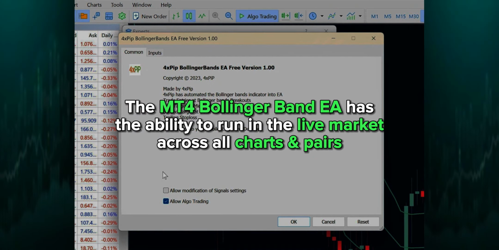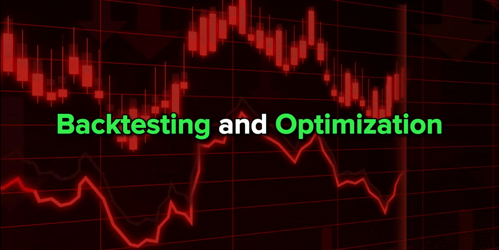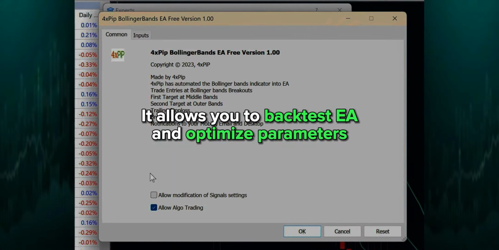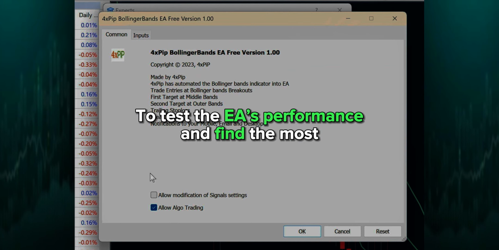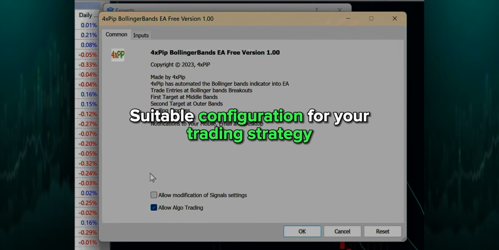Live market. The MT4 Bollinger Band EA has the ability to run in the live market across all charts and pairs. Backtesting and optimization. It allows you to backtest EA and optimize parameters, to test the EA's performance and find the most suitable configuration for your trading strategy.